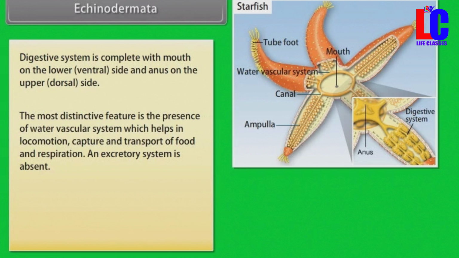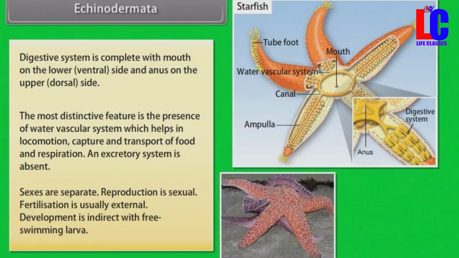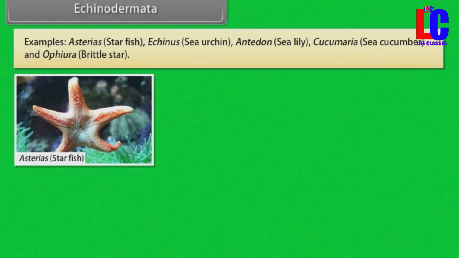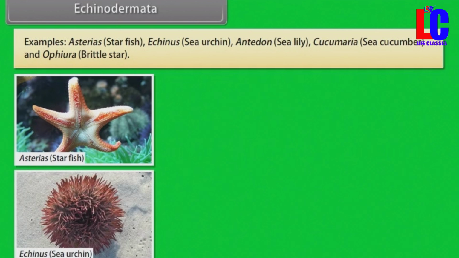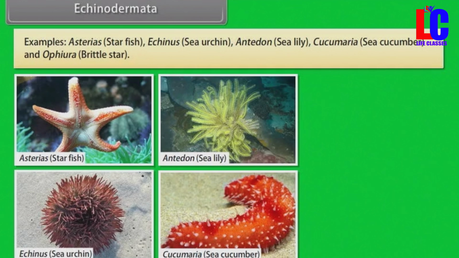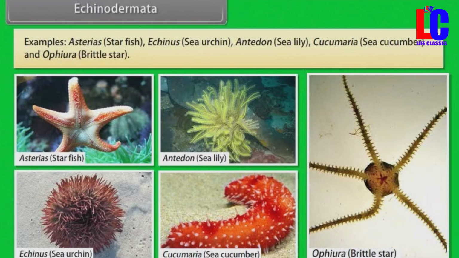The most distinctive feature is the presence of water vascular system, which helps in locomotion, capture and transport of food, and respiration. An excretory system is absent. Sexes are separate. Reproduction is sexual. Fertilization is usually external. Development is indirect with free-swimming larvae. Examples: Asterias, that is starfish; Echinus, that is sea urchin; Antedon, sea lily; Cucumaria, sea cucumber; and Ophiura, brittle star.